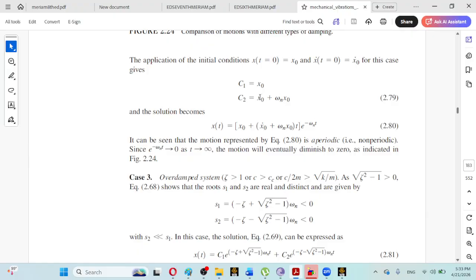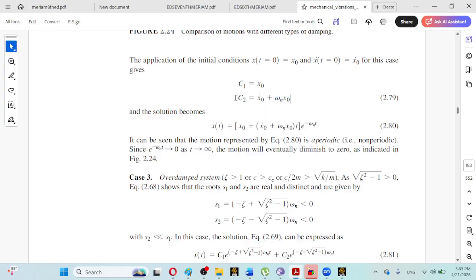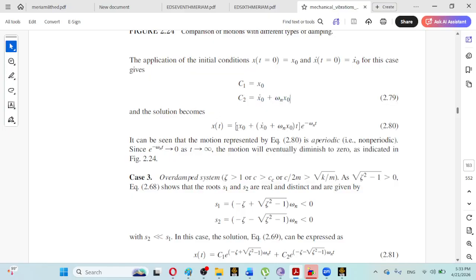When you apply the derivative formula, this is left to the students. It is the responsibility of the student, as an assignment, to solve equation 2.79 and verify that c2 comes out to be x dot plus omega n x naught, because I have already told you the underdamped case was much more complex. For this simpler case, students can solve it themselves. When we input those values, the solution will be equation 2.80.